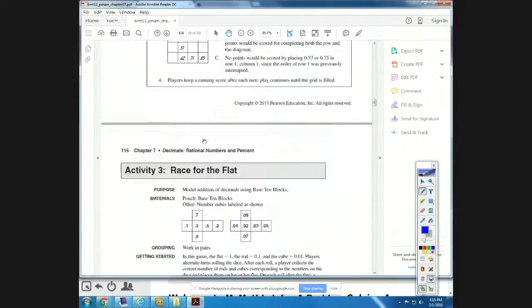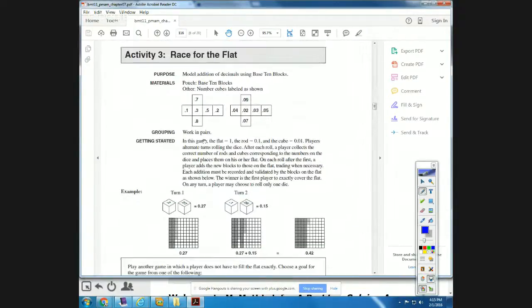We're skipping number 2. Number 3 is a game I want you to play with somebody else. And so you can make your own set of dice to do it. You can roll a regular die and just use the numbers 1 through 6. One die roll will represent the tenths. The other die roll will represent the hundredths values.